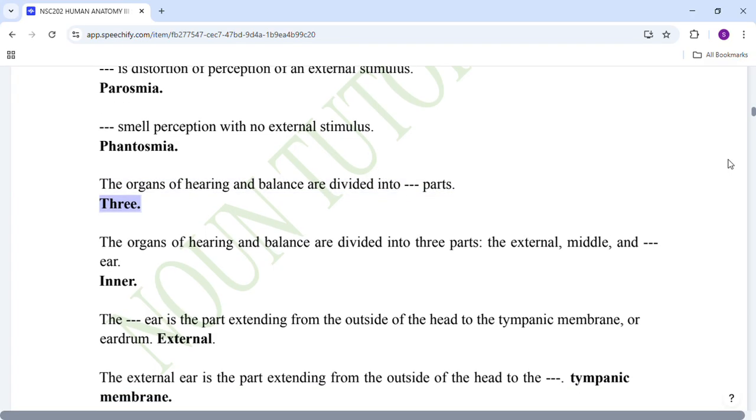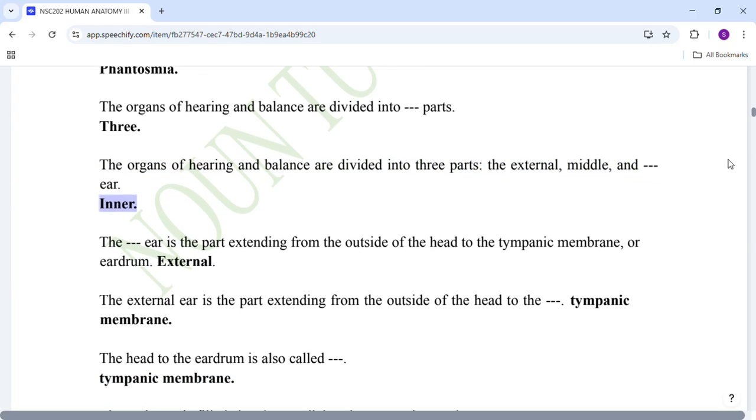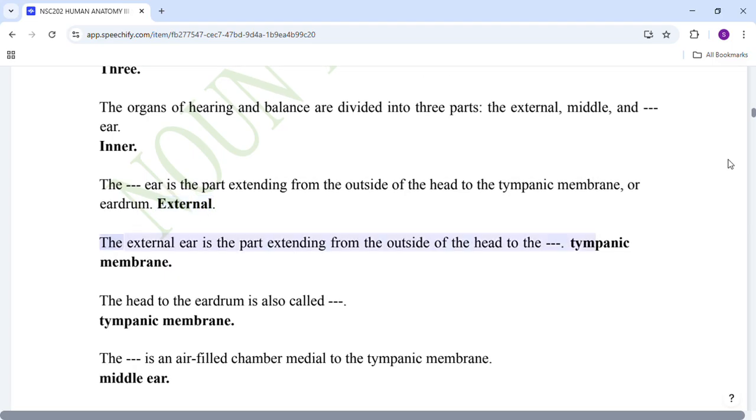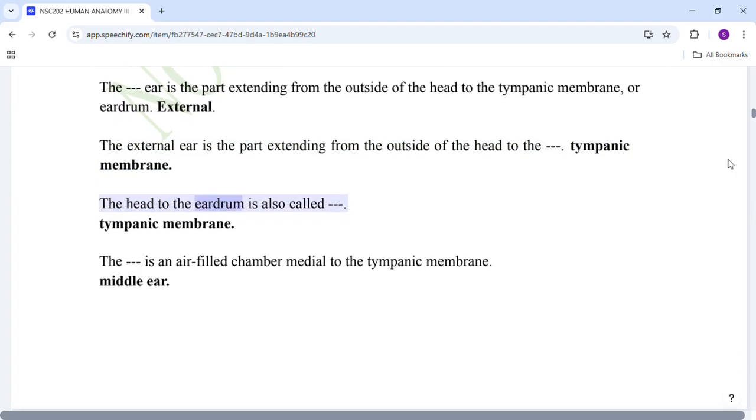The organs of hearing and balance are divided into 3 parts: the external, middle, and inner ear. The external ear is the part extending from the outside of the head to the tympanic membrane, or eardrum. The external ear is also called the head to the eardrum.